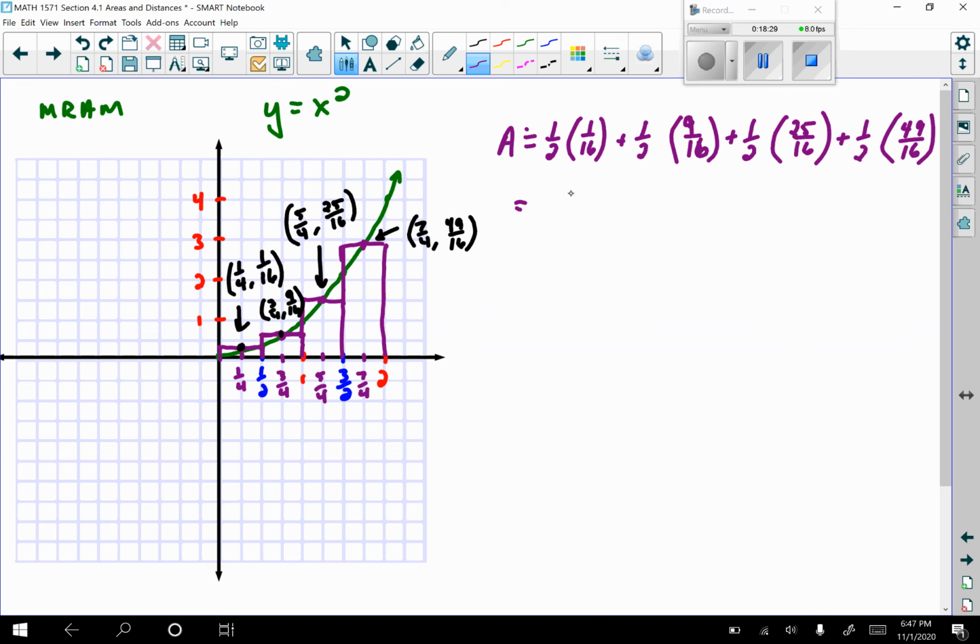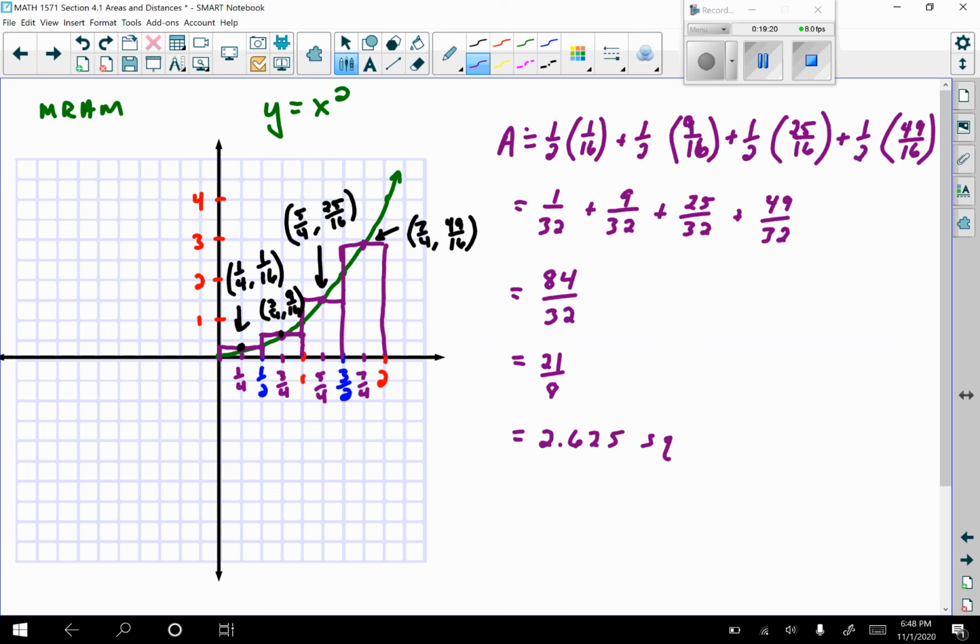All right, so at least this way all of our denominators are going to be the same. We're going to get 1/32 plus 9/32 plus 25/32 plus 49/32. So we can still add all of these up together. Go ahead and do that. Turn it into a decimal as well. We should be getting 84/32. We can divide both of those by 4, it looks like, so we're going to get 21/8. We could turn that into a decimal. So this is turning out to be 2.625 square units. That's definitely in between the 1.75 and the 3.75.